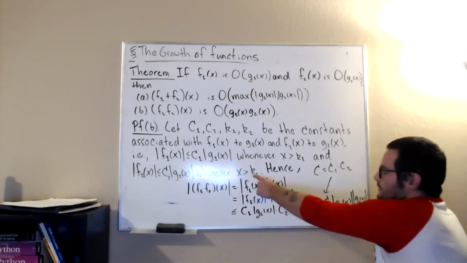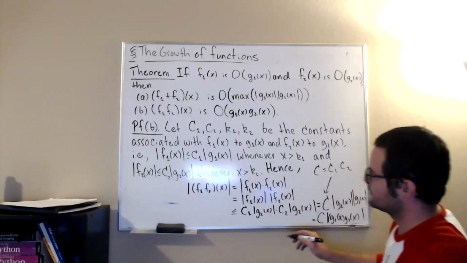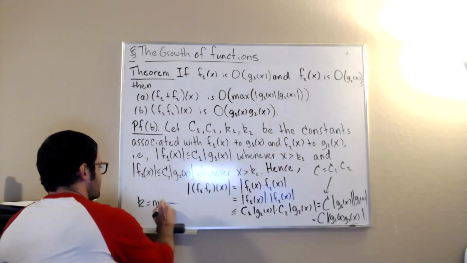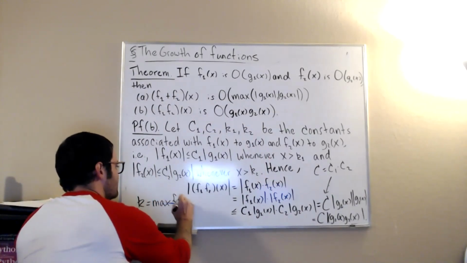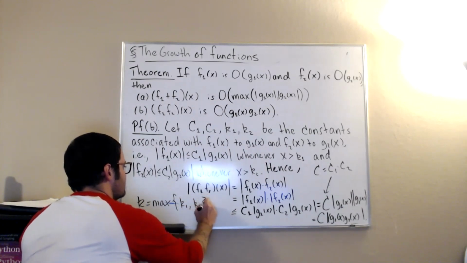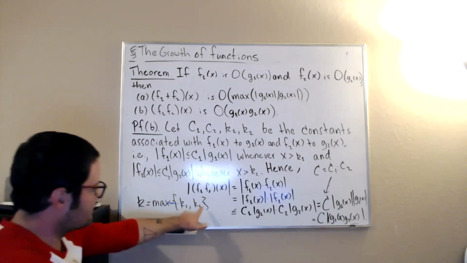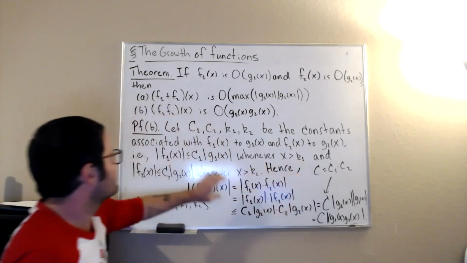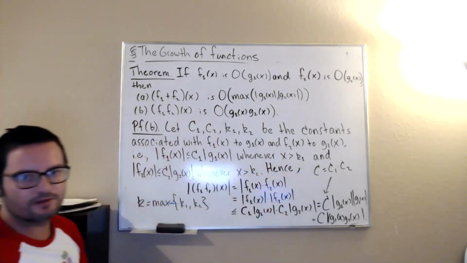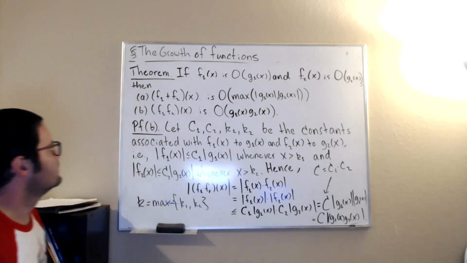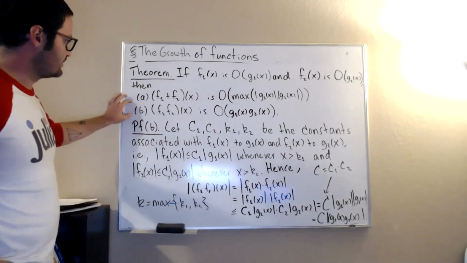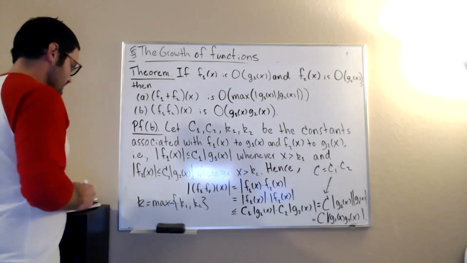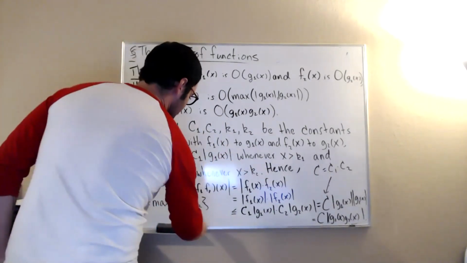But we forgot our K, so we'll say maybe, again, I ran out of room, but I'd say K is equal to the max of K1 and K2. So if x is greater than this, then x is greater than both of these, which means that x is greater than that and greater than that. So the C1 and C2 can hold right there. So that's just a short proof of part B. Kind of messy, but I'm running out of room. Yeah, so somewhere down there, you just say done.